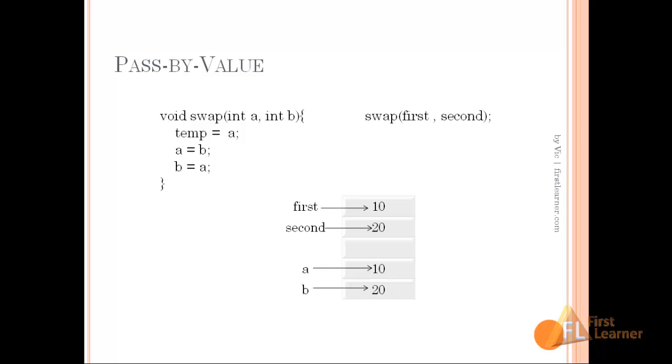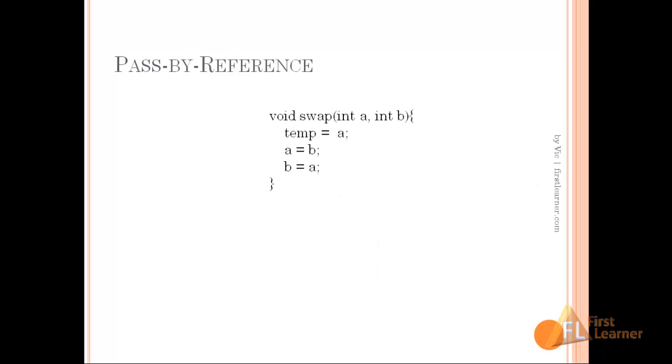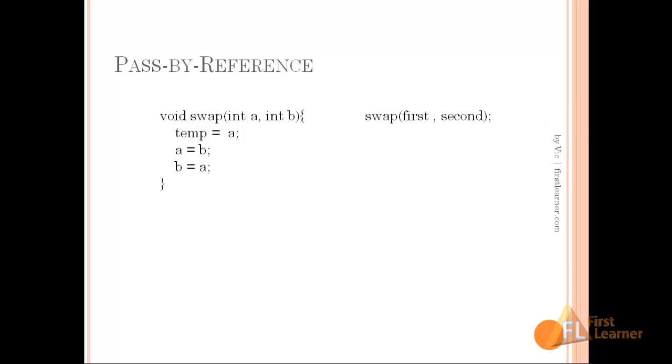Now let's see what pass by reference is. This is the same method and the same caller, and let's see how it is implemented in memory. Here you can see first, second and a and b are pointing to the same memory location. That is, these are both nicknames. The first has a nickname A and the second has a nickname B. So anything that happens to A is reflected back to the first, and anything that happens to B is reflected back to the second.